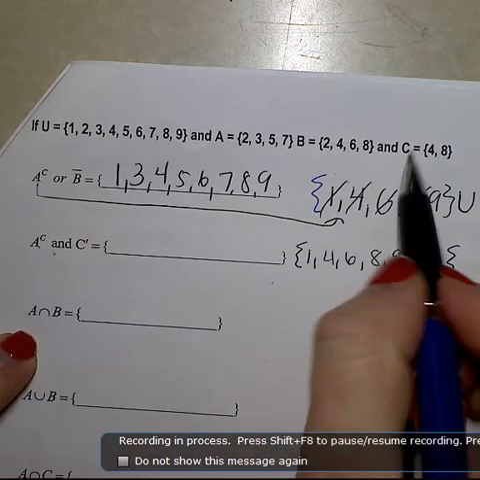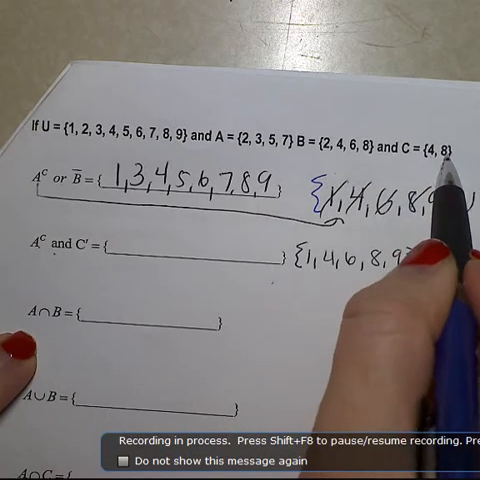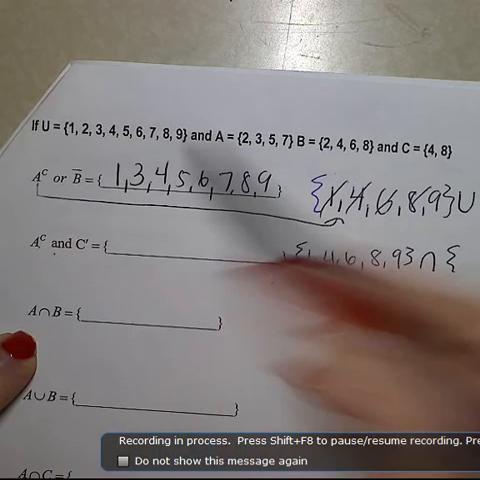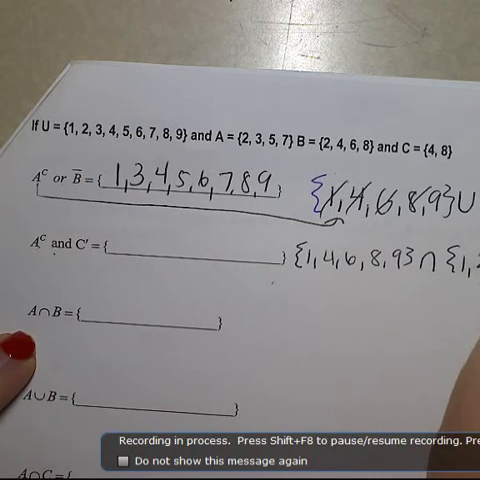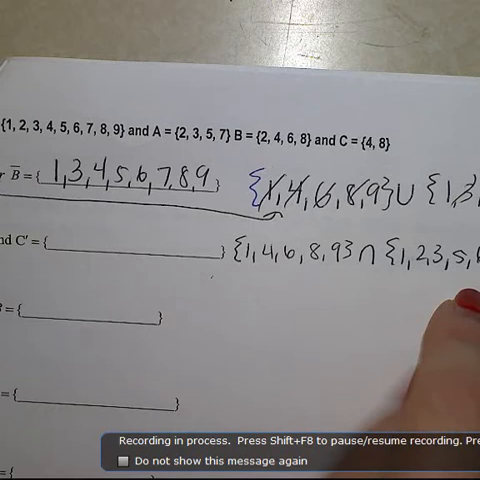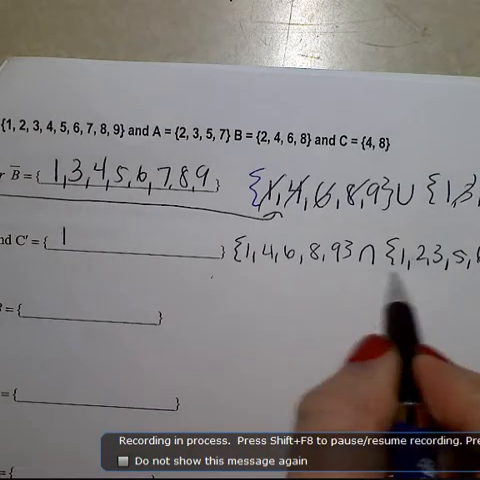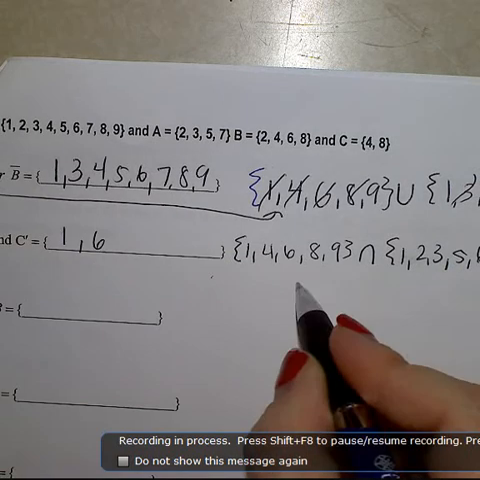So look at C. C is 4 and 8. If I take 4 and 8 out of the union set, I'm left with 1, 2, 3, not 4, 5, 6, 7, not 8, and 9. Okay, what do these two have in common? They have 1, 6, and 9.